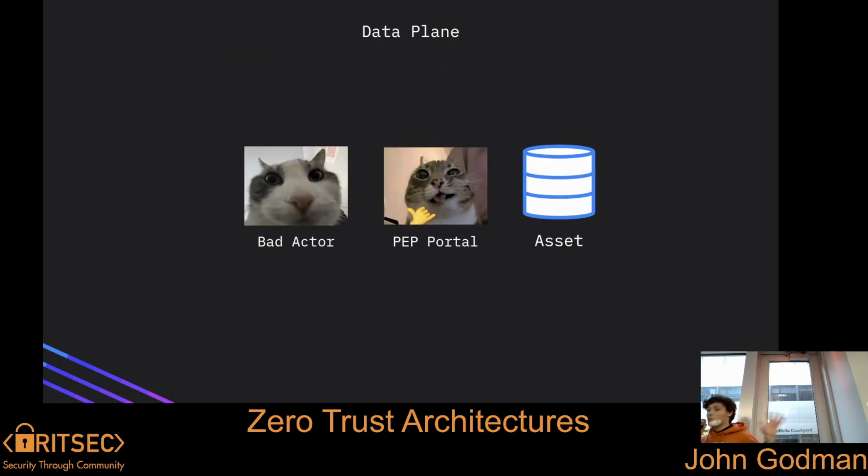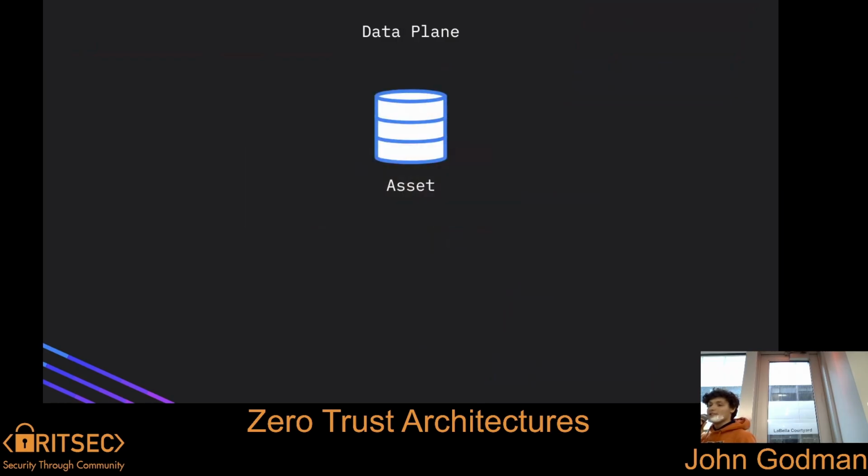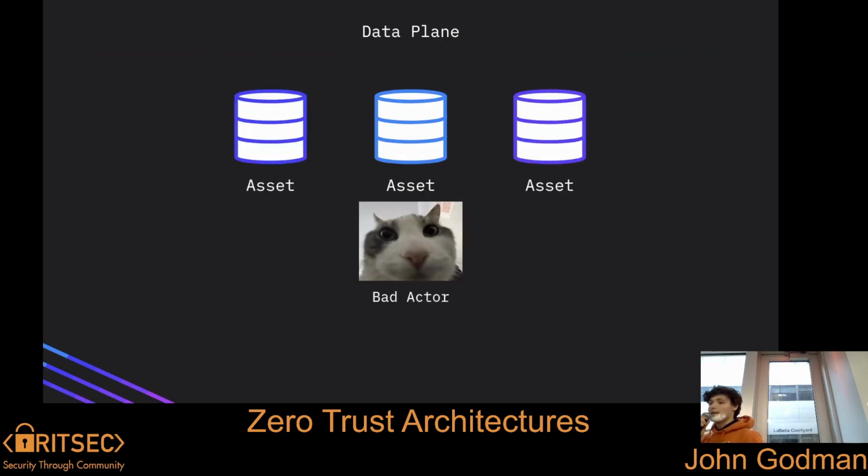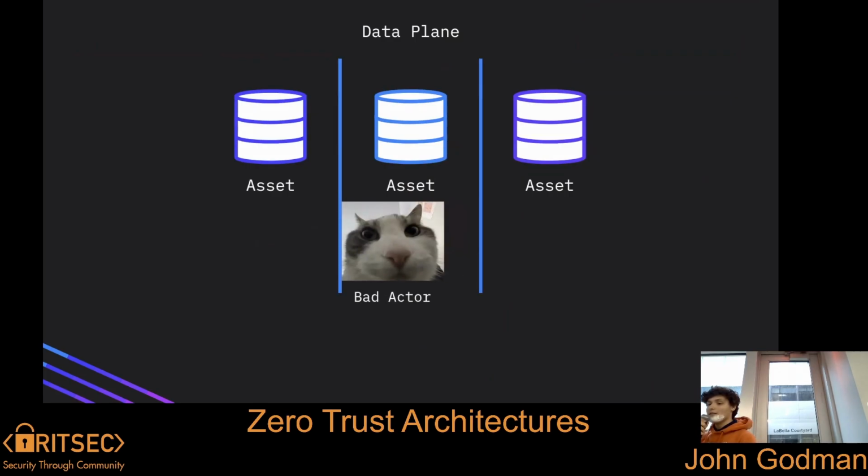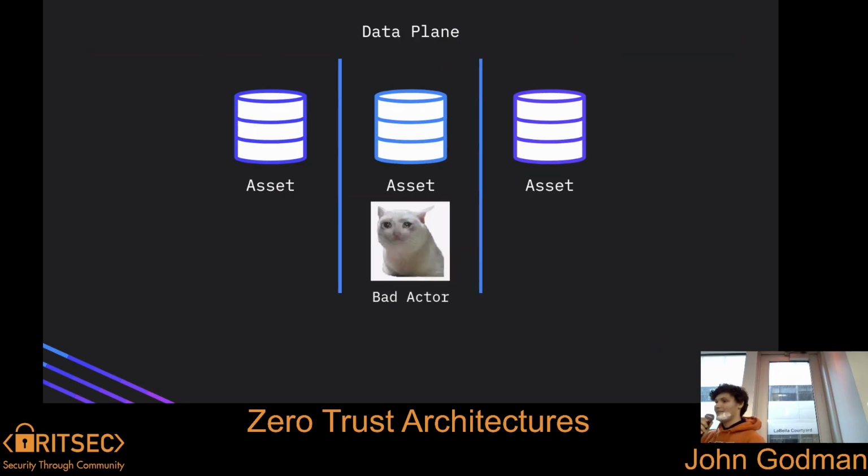But let's say for whatever reason that the request was approved. Maybe our bad actor is an insider threat that should have access to this asset. Well, even if they were to gain access to the asset, they're of course going to want to move laterally and gain access to other assets on the system. Well, here's where the beauty of zero trust comes in. Because our access is per request, the bad actor cannot move laterally, and they are stuck. And our bad actor is now sad. They have failed.